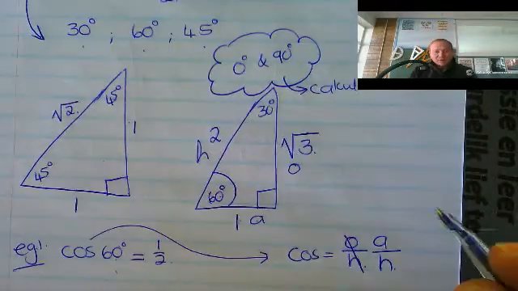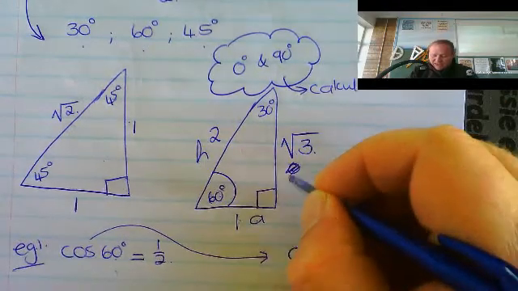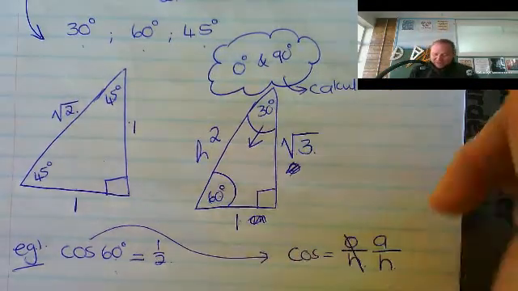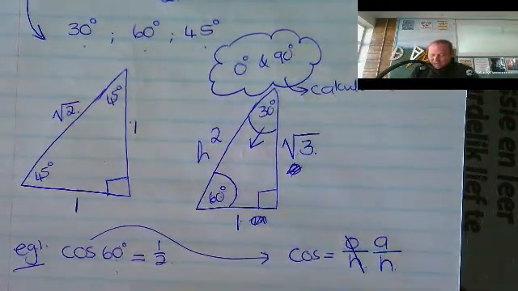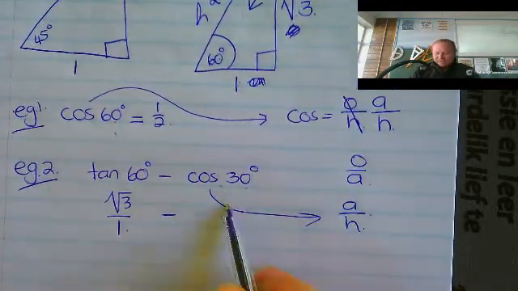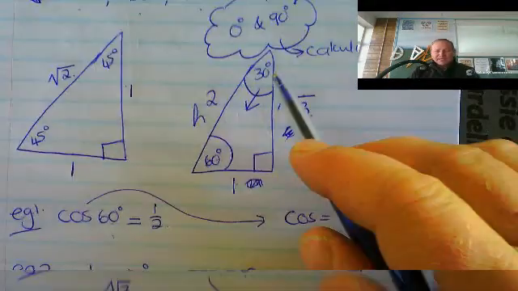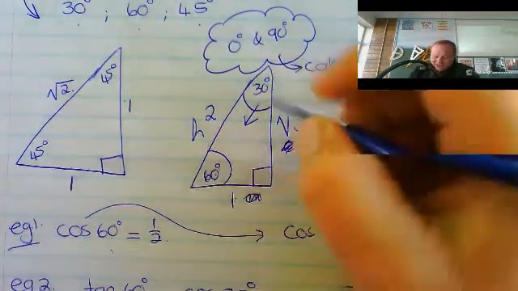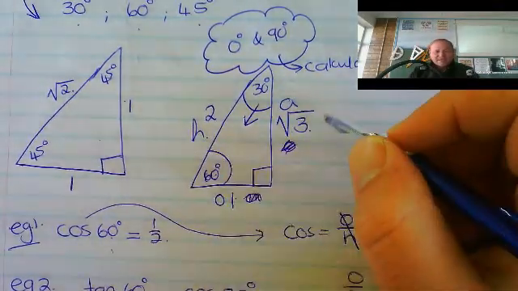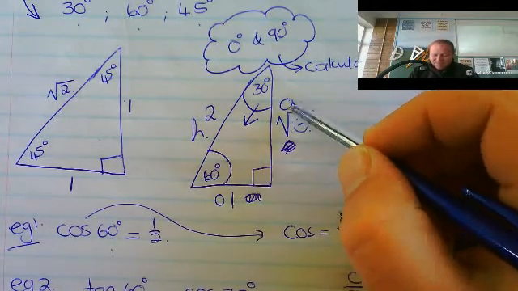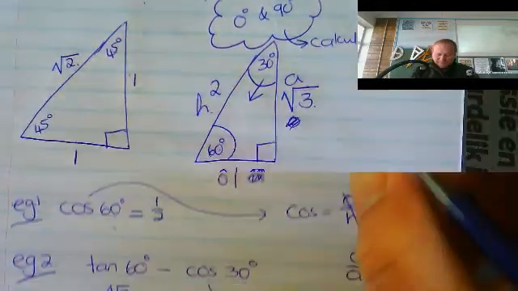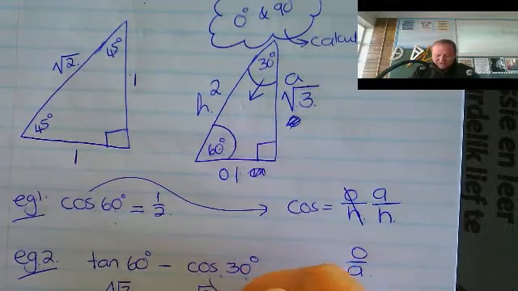Now, it's important, these sides are going to change, because we will be working in this angle now. Cos is adjacent over hypotenuse. I'm standing in this angle now, so the adjacent side will be this one, the opposite is going to be there, and the hypotenuse stays the same. So, adjacent over hypotenuse, it's going to be the square root of 3 over 2.